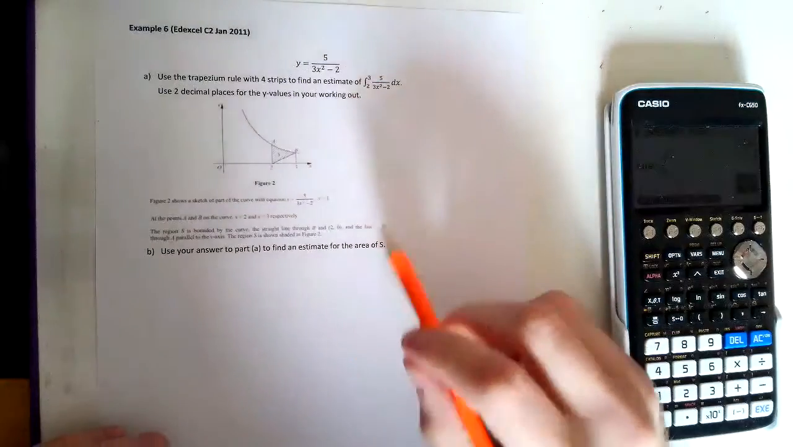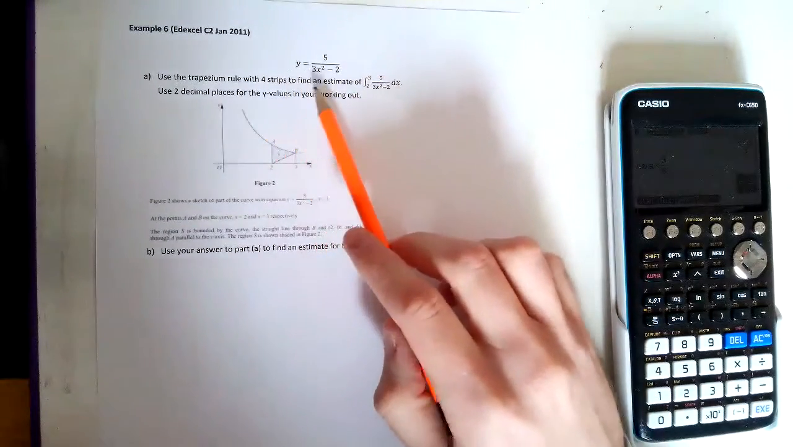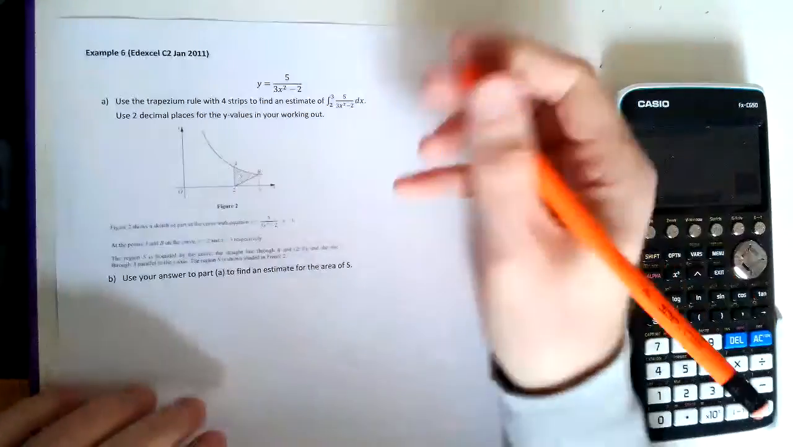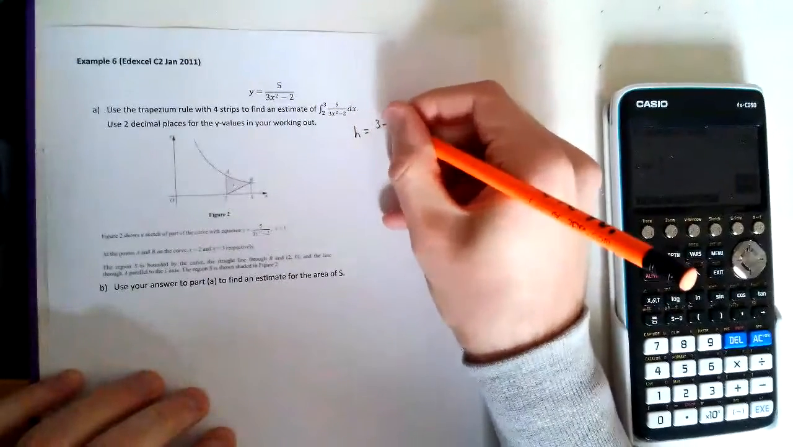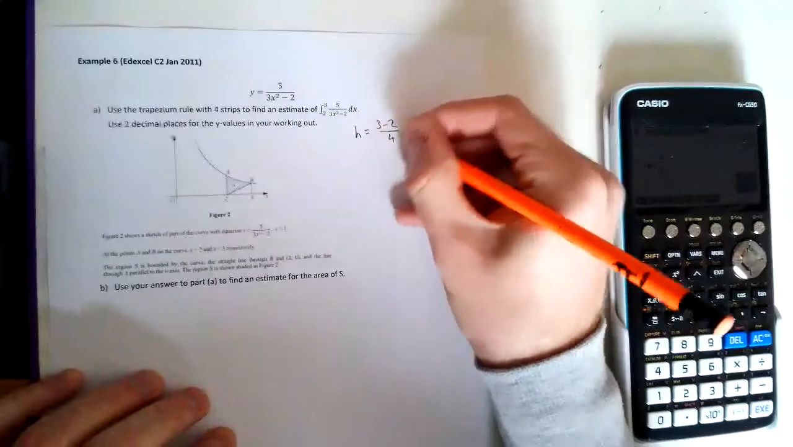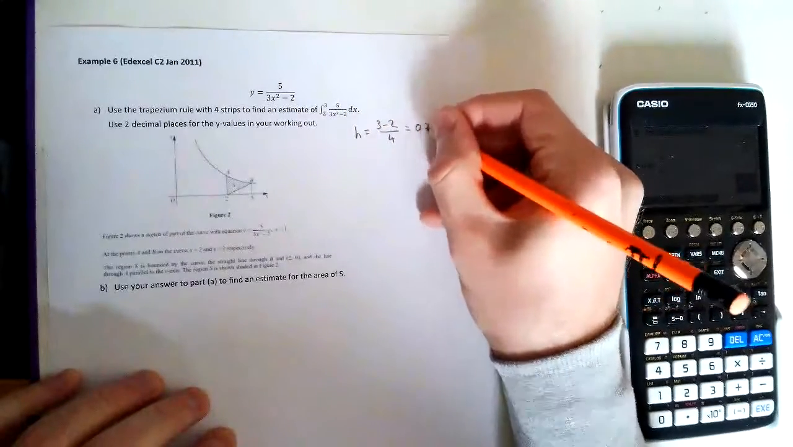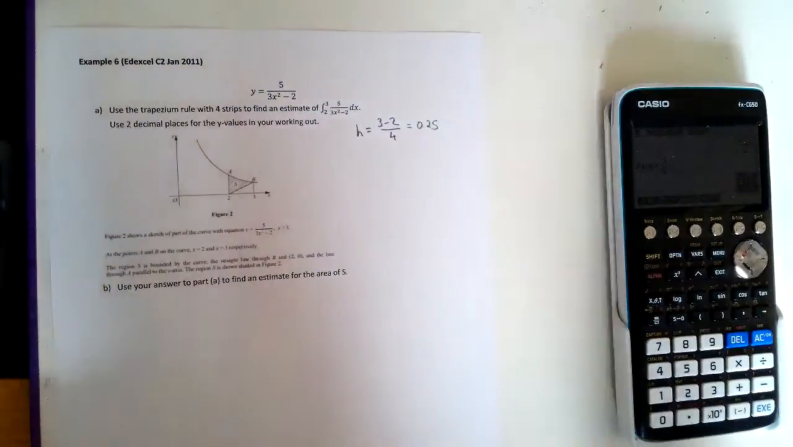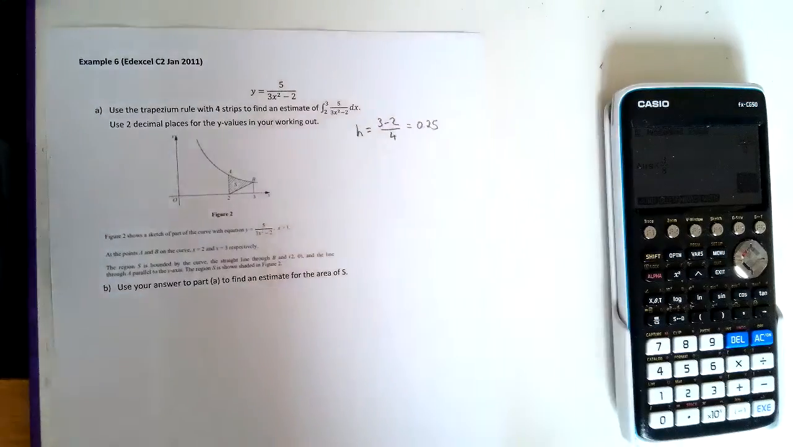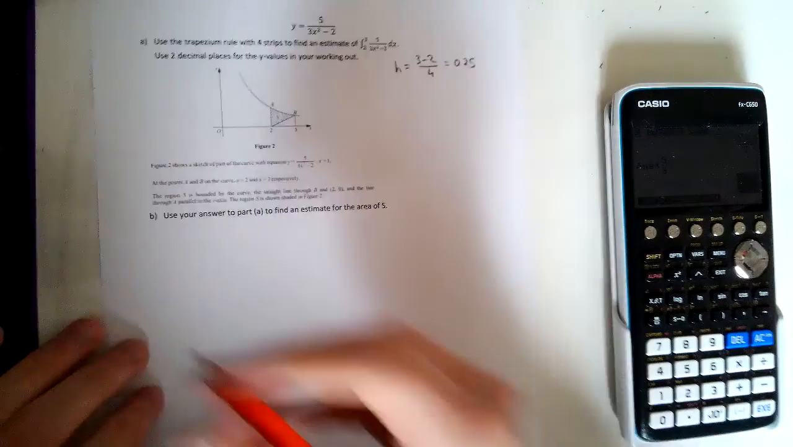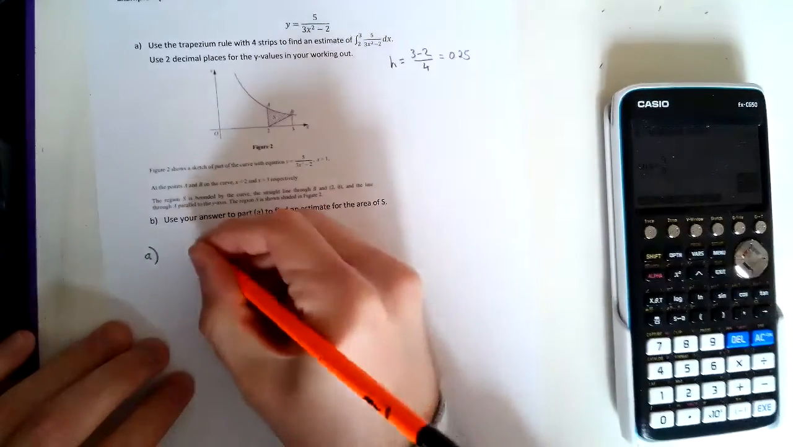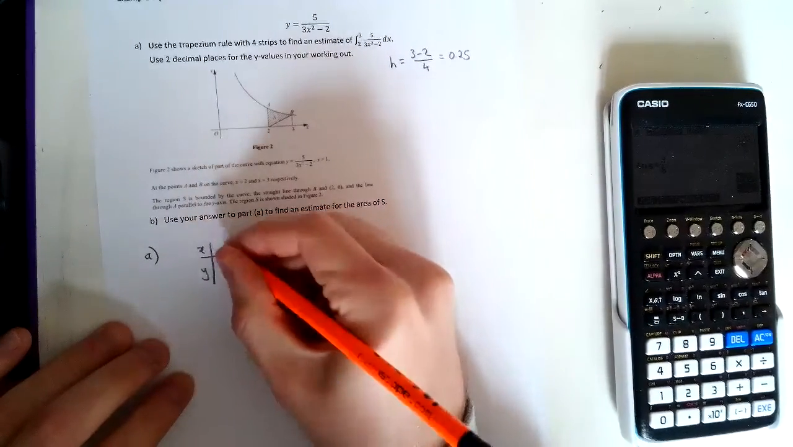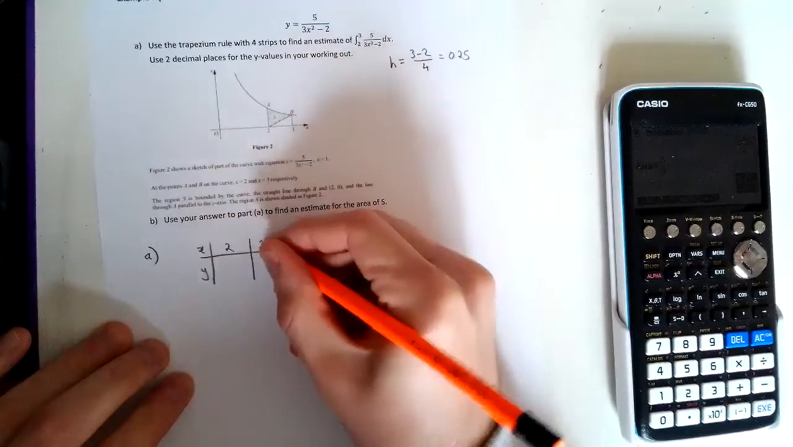And then the last one, so we've got a curve y equals 5 over 3x squared minus 2. And we want the trapezium rule with 4 strips to estimate that. So straight away, before we read the rest of the question, I'm going to work out what h is. So 3 take away 2 divided by 4, because it's 4 strips, gives me 0.25. Use 2 decimal places for the y values in your working out. So part A, I need a table, x and y. We're going to go from 2, and we're going to go up in 0.25s.